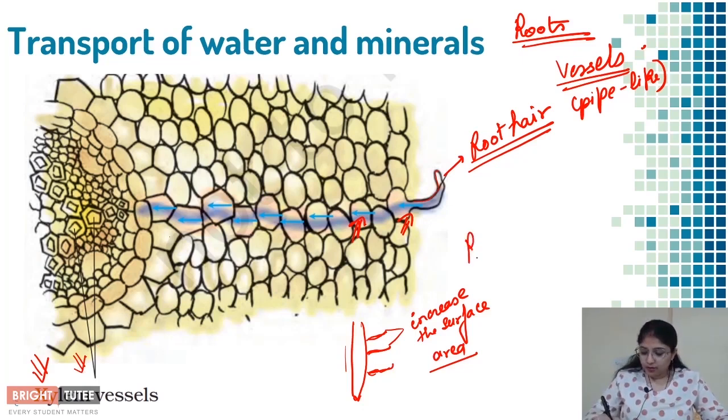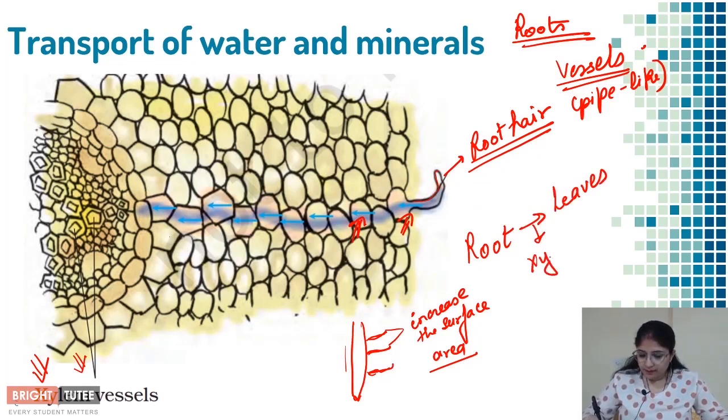These xylem vessels are responsible for the transport of the water and minerals, right? So from the root, these water and minerals reach the leaves with the help of xylem vessels.